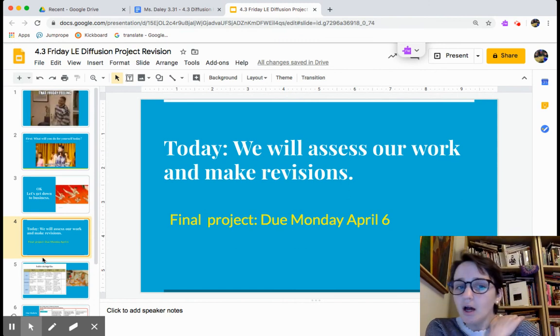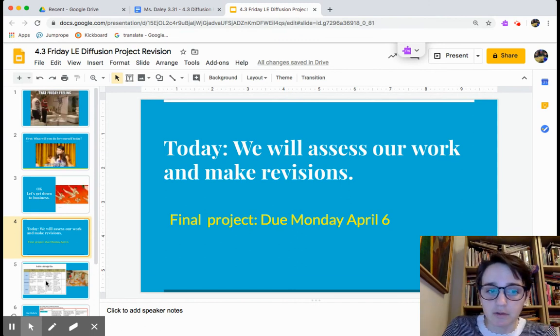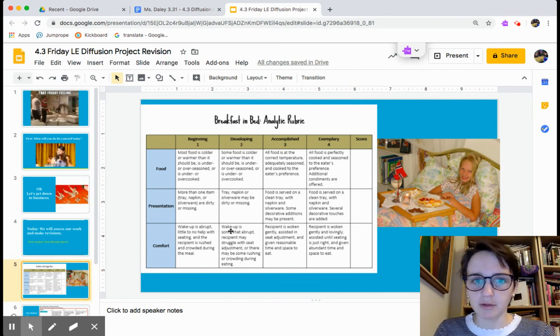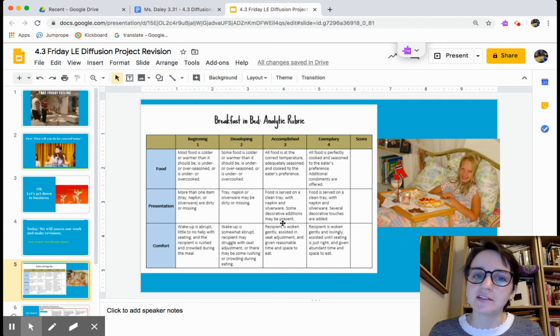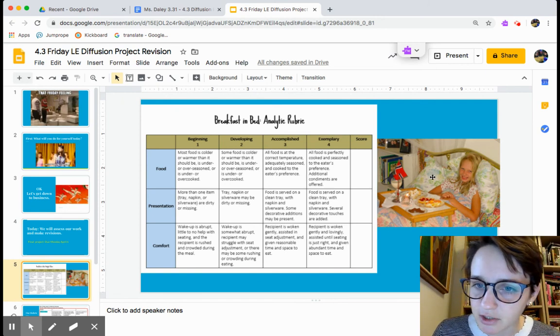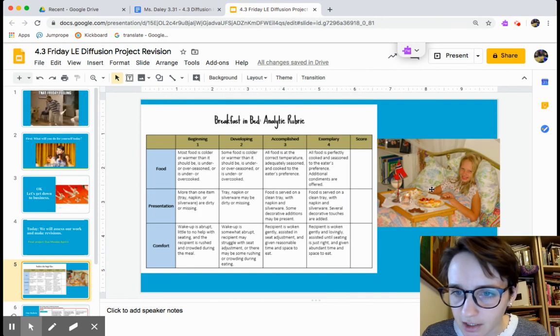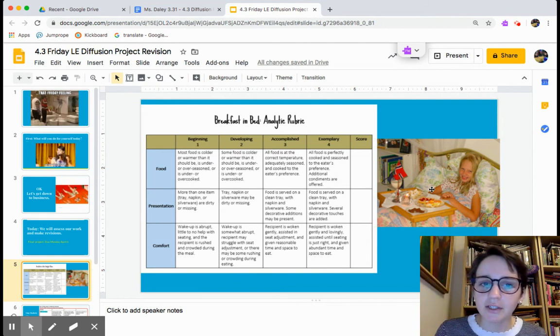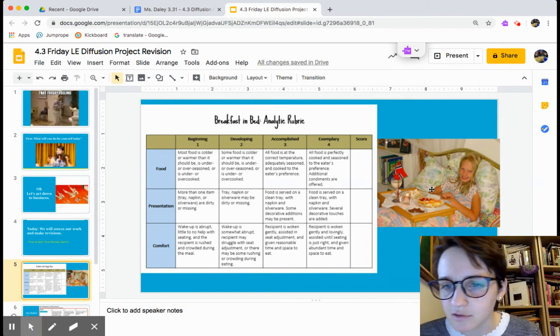So the way that we're going to do this is we're going to use a rubric. So I want to show you a little bit what a rubric is. Maybe you've seen these in other classes. Either way, here's a fun example of one. This is a breakfast in bed rubric. So I Googled, I found this picture of somebody having breakfast in bed. I want to show you a little bit how to use a rubric to analyze.